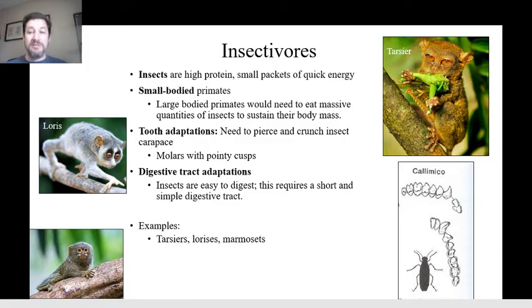So again, these species have short, simple digestive tracts because they just swallow that insect's insides, and it's available immediately as energy. They don't have to digest it a lot. The primate genera that tend to be insectivores are tarsiers, lorises, and marmosets, which are all off on the far end of the family tree from us, and they all share that same small body size and certain other adaptations. They're mostly arboreal, living in trees, and because they're small, they have that short digestive tract.